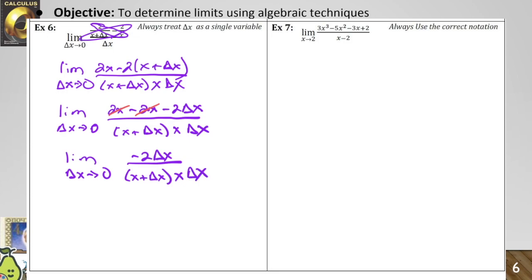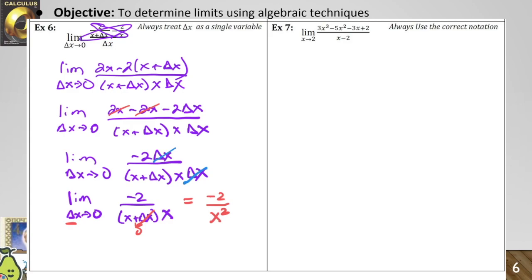But as we look at it, notice the numerator has a delta x, which is a single variable, and your denominator has the same delta x. They conveniently cancel out, and we're left with the limit as your delta x goes to 0, -2 over our x plus delta x, x. Now, don't be confused here. Your delta x is going to 0. So we did our substitution, and we end up with -2 over x times x, which is x squared.